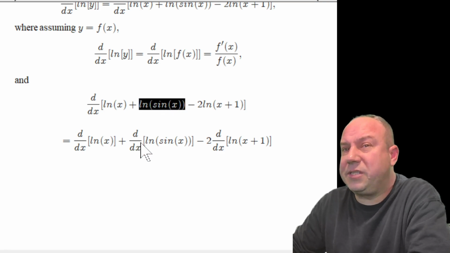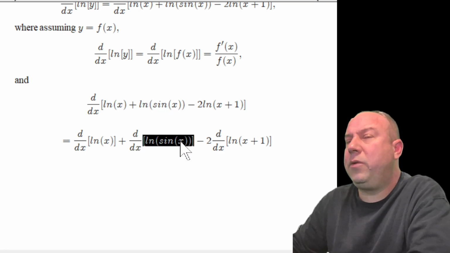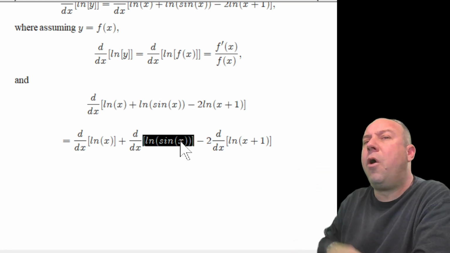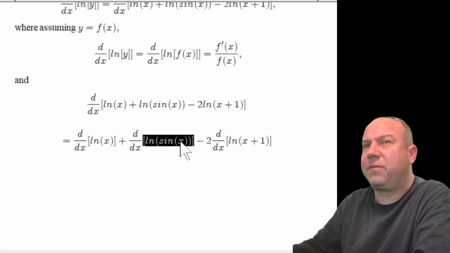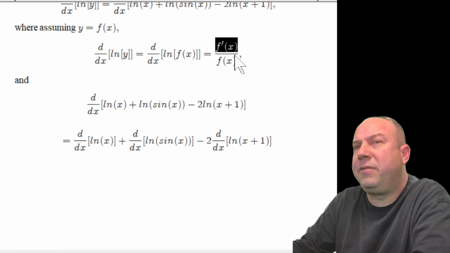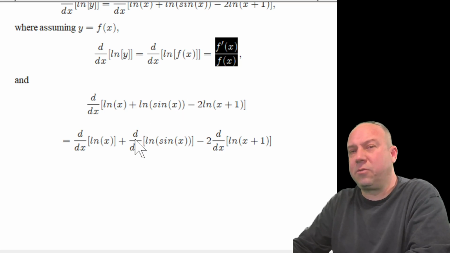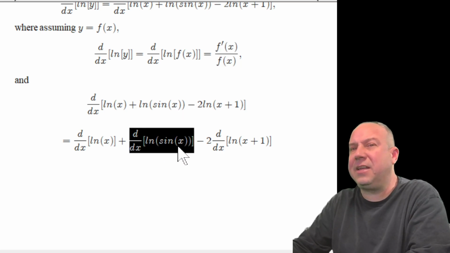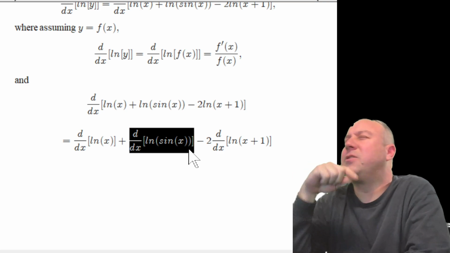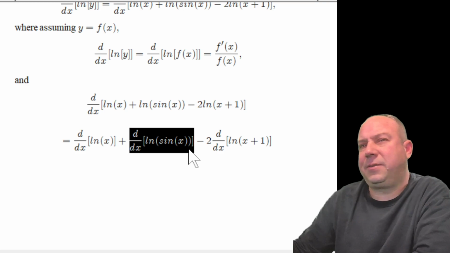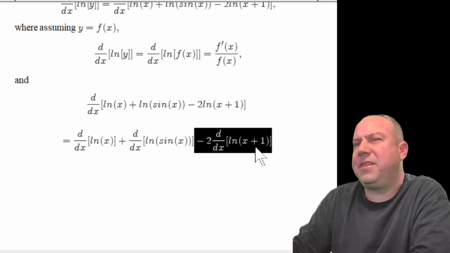When it distributes itself to the ln of sine x, well, we know that's going to be the derivative of the sine x over the sine of x from the rule above. And what's the derivative of sine x? That's cosine x. So the derivative with respect to x for the ln of the sine x is going to be cosine x divided by sine x. We're going to see that in the next step.